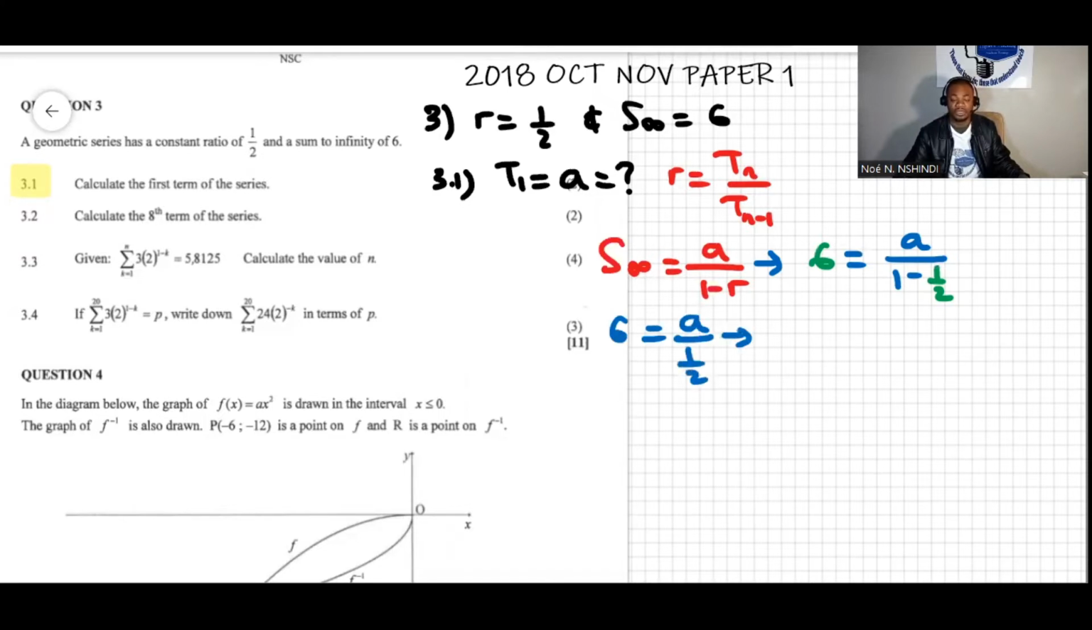Now we can work out a if we cross multiply, because 6 has a denominator of 1. So we can just do 6 times a half and then 1 times a. 1 times a is just a, and 6 times a half is equal to 3. So a equals 3. Therefore, T1 equals 3.